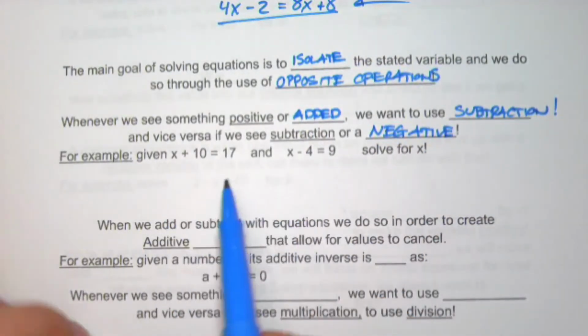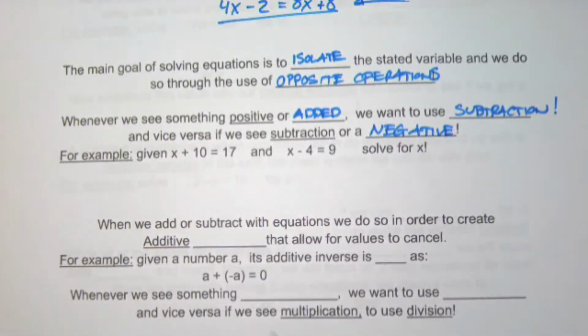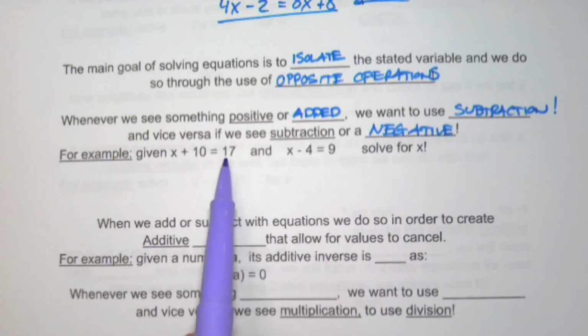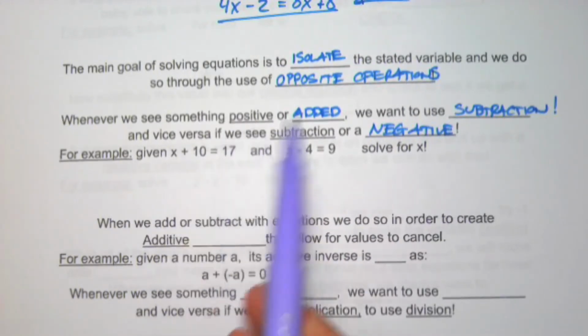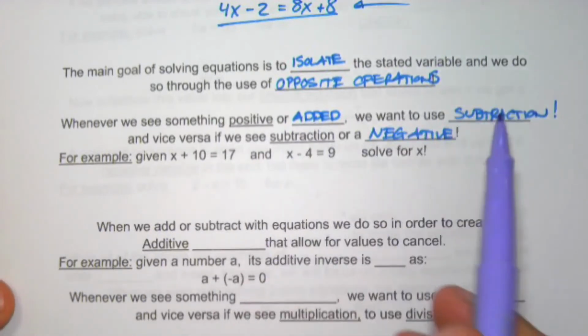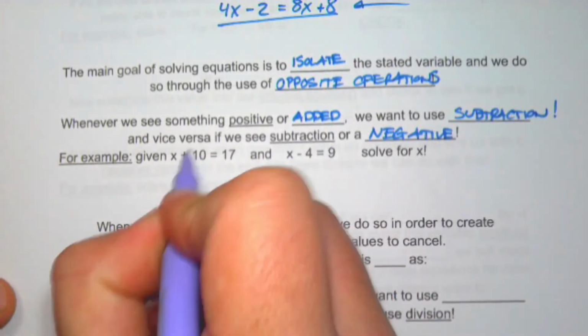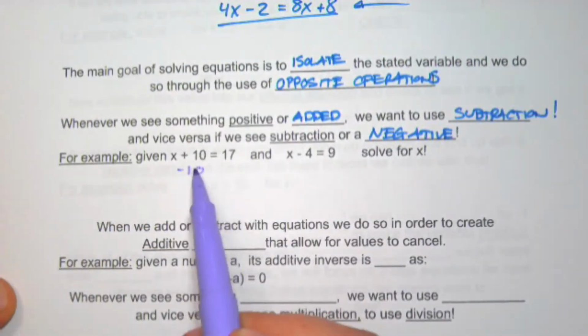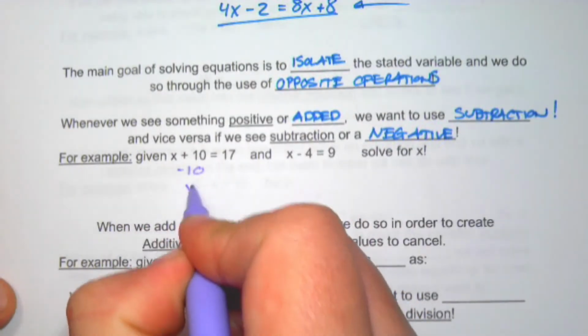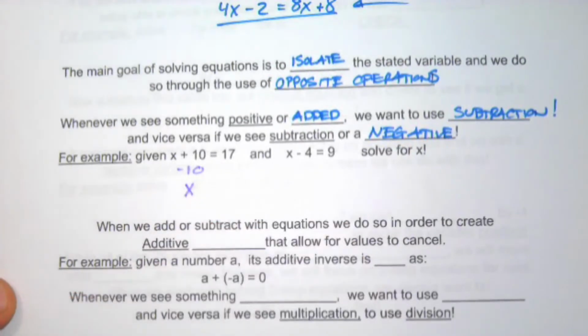So we got 2 examples right here. For this first one, we see x on the left, no x on the right. And this x is having a 10 added to it, which means I want to subtract. So to get rid of this 10, I want to subtract, right? Because 10 minus 10 is 0. That leaves just the x on the left-hand side.